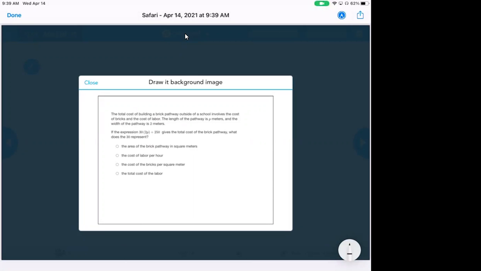All right, so it says the area of the brick pathway is square meters, that's A. The cost of labor per hour is B. The cost of the bricks per square meter is C. And the total cost of the labor. So let's read this again.